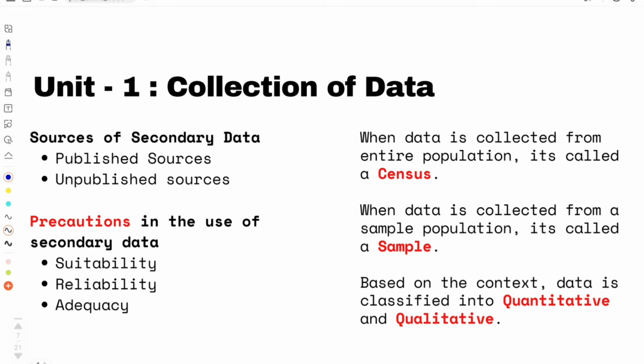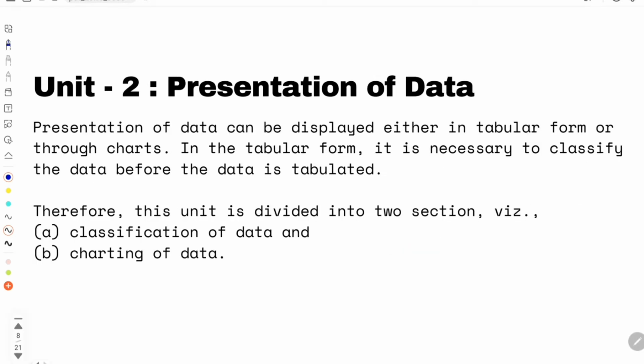And based on the context, we can classify data into quantitative and qualitative, and based on the content we can classify it into sensitive, confidential, restricted, internal, private, public, like that. Most of the time we will be dealing with this context-based classification, that is quantitative and qualitative data.